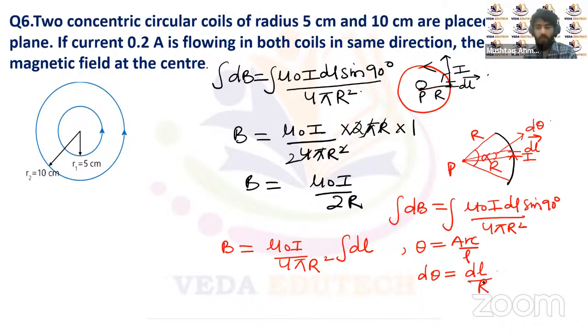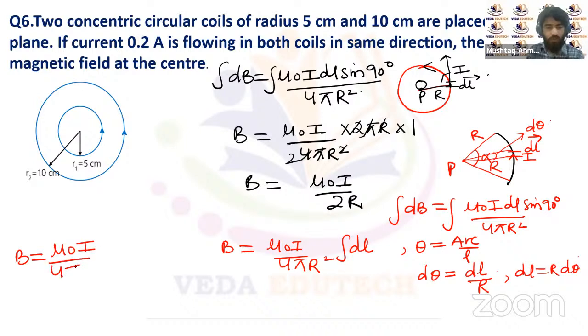So from here, the value of dl will be r d theta. So if we have an arc subtending an angle alpha with the center of curvature of this arc, having the radius of curvature r, then the magnetic field will be mu naught I upon 4 pi r square.